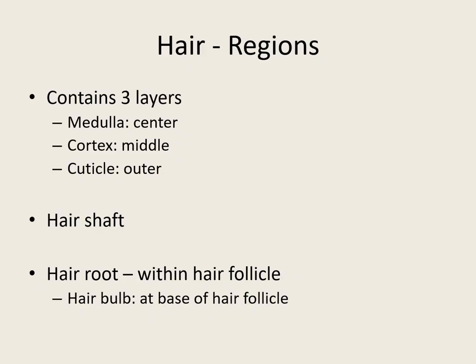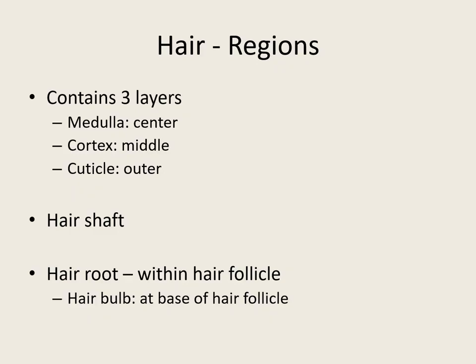With the hair, there are 3 different layers: the medulla, the cortex, and the cuticle. The medulla is in the centermost portion, the cortex is in the middle, and the cuticle is on the outer layer. Keep those terms in the back of your mind, because you're going to see them again later and later and later, multiple times. Whenever you see medulla, that's going to be more in the center, and the cortex is going to be outside of that. You have the hair shaft and the hair root.